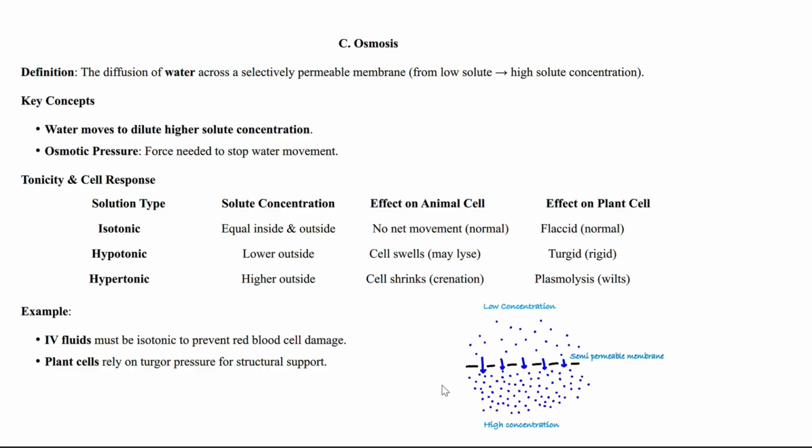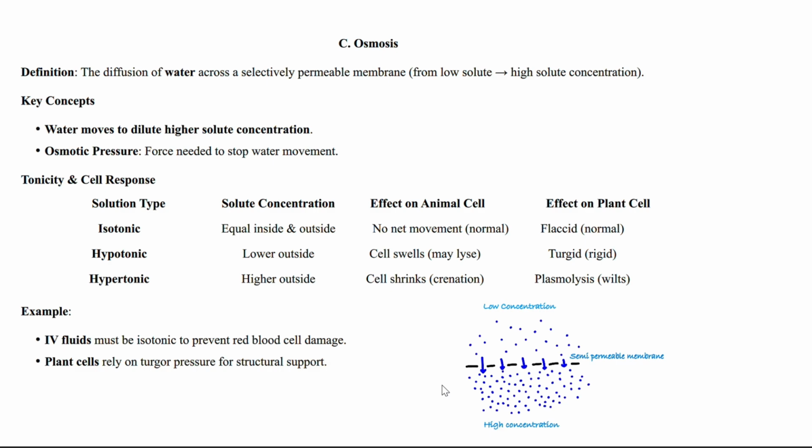That brings us to an important concept, tonicity, which describes how a surrounding solution affects the cell volume. Let's break it down into three types of solutions. First, in an isotonic solution, the solute concentration is equal inside and outside of the cell. There is no net water movement, so the cell stays the same. For animal cells, this is the ideal condition. They remain stable and functional. In plant cells, though, isotonic conditions make the cell a bit soft and flaccid because there is no extra water pushing against the cell wall.